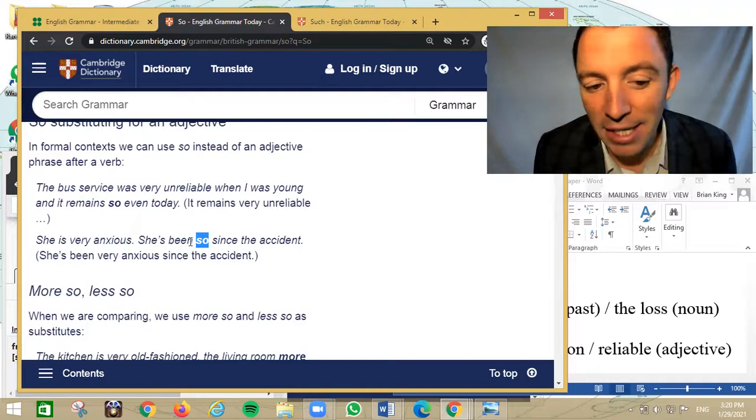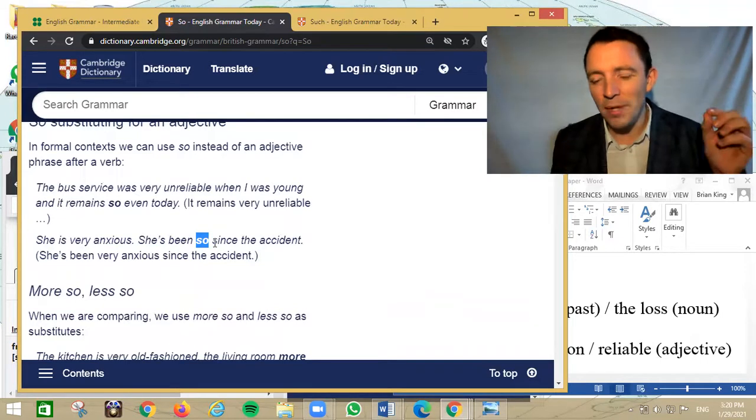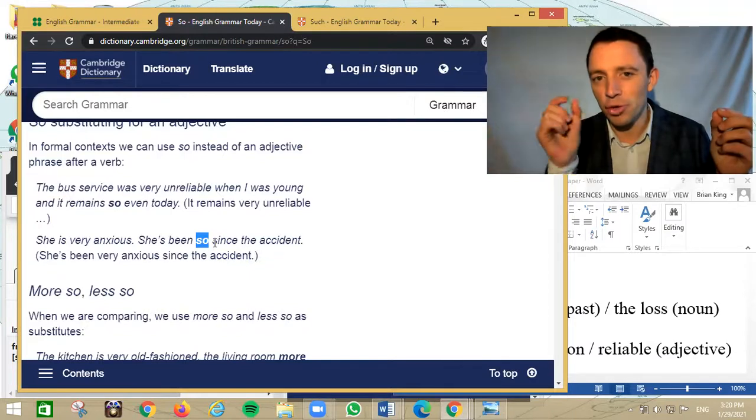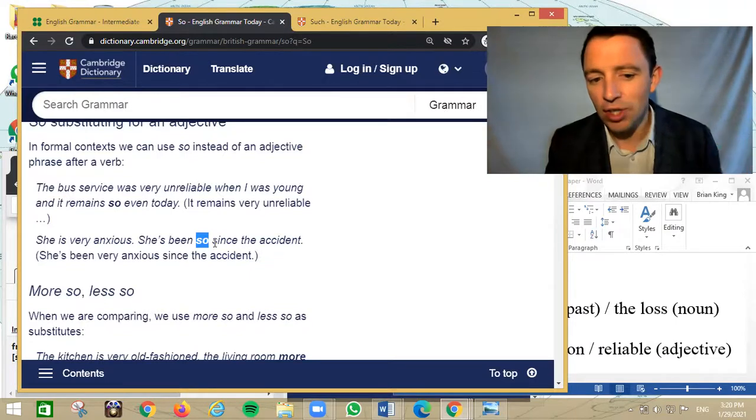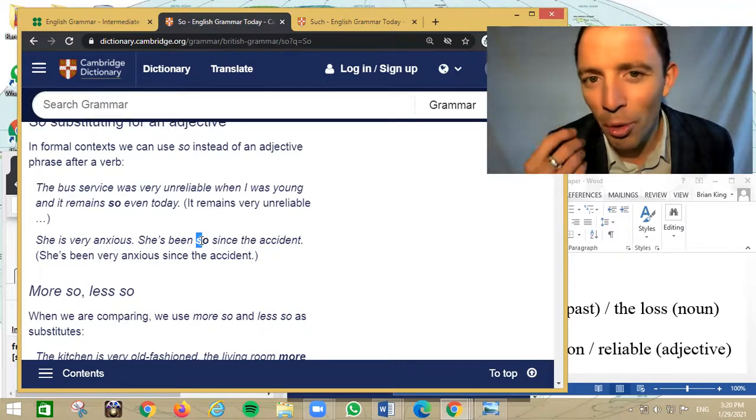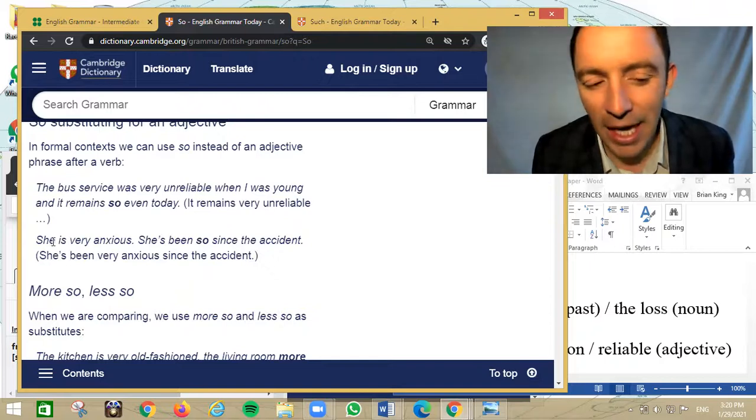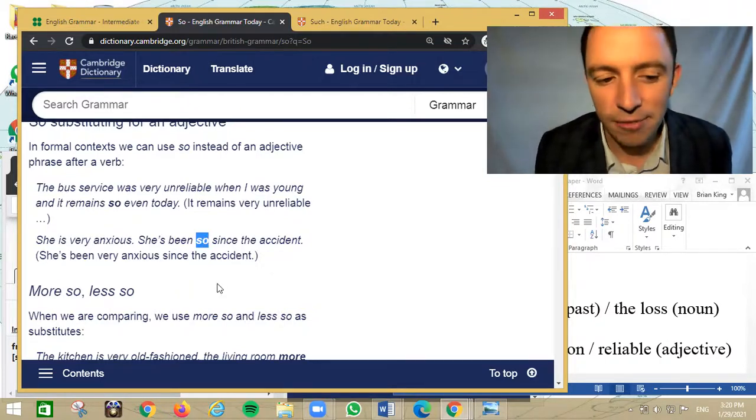So she has been very anxious since the accident. Remember the difference between since and from. Since is one moment in the past, and from is usually from one moment to another. Since is one moment and the accident was one moment. So basically it's to avoid repetition. It's to make the sentence more fluent and quicker. So it's a very good example. Anxious is the adjective, and "she has been so" is the substitution for the adjective.